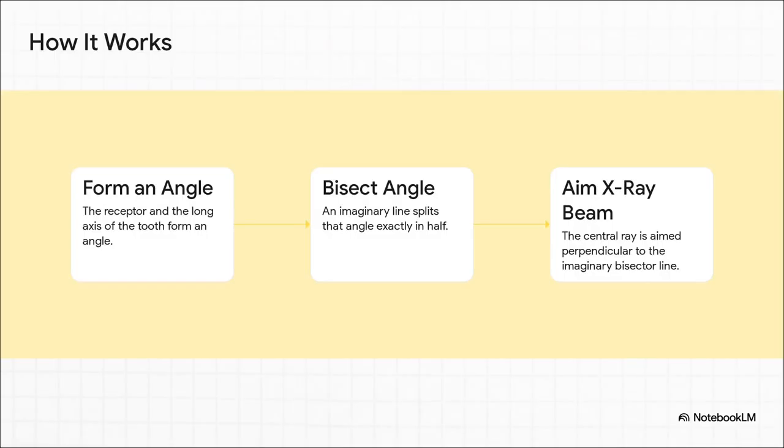Okay, so here's how they actually use it in your mouth. First, that film or receptor that you're biting on forms an angle with your tooth. Then, the technician imagines a line that cuts that angle perfectly in half. It bisects it. And here's the magic trick.